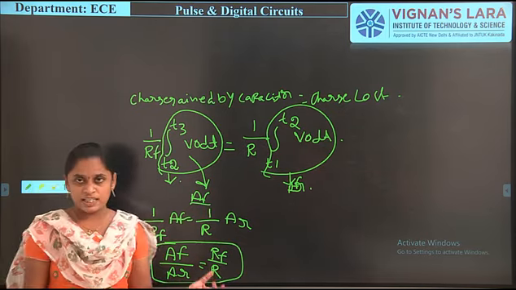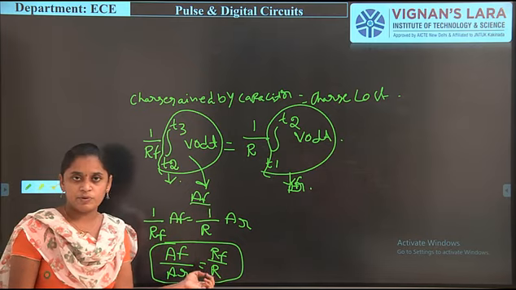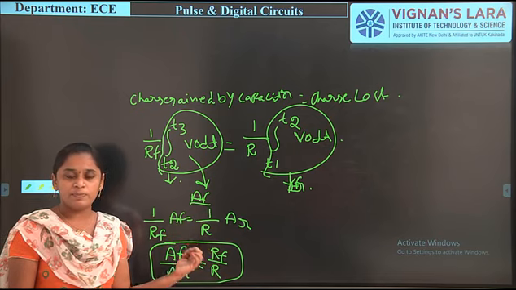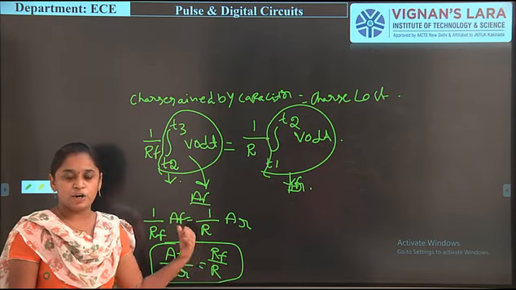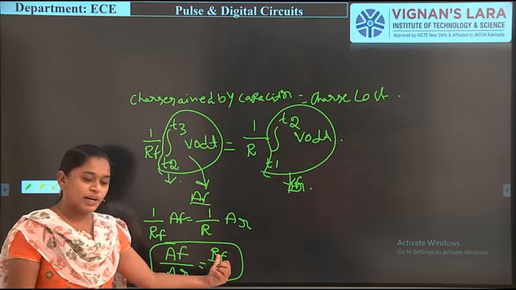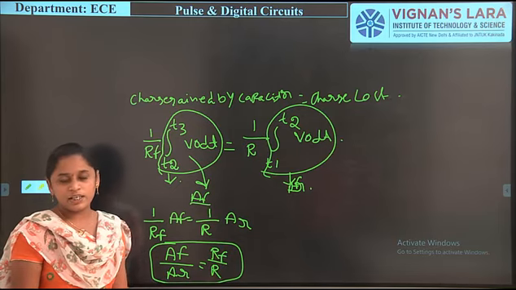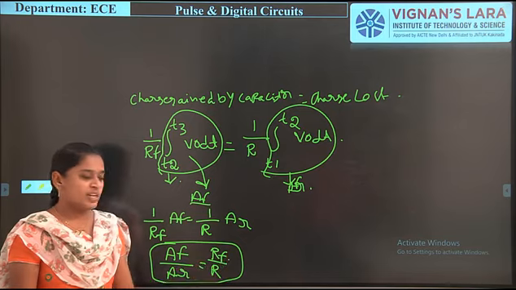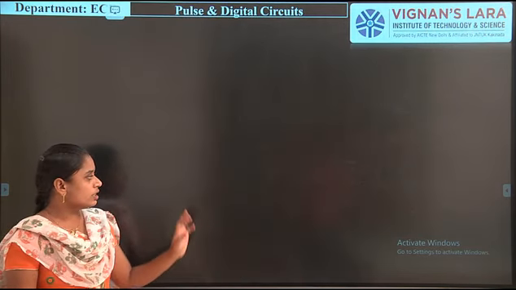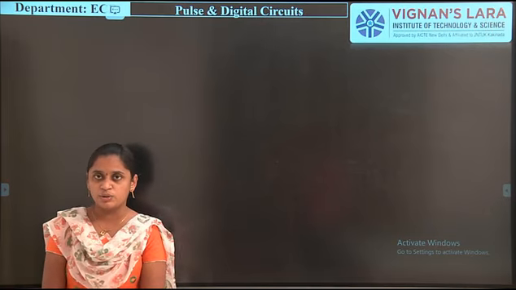The clamping circuit theorem tells us that for any input waveform, the ratio of the area under the forward direction to the area under the reverse direction is equal to RF by R, also written as RF by RR. Here RF is the forward resistance and R is the reverse resistance. So this is the proof for the clamping circuit theorem.